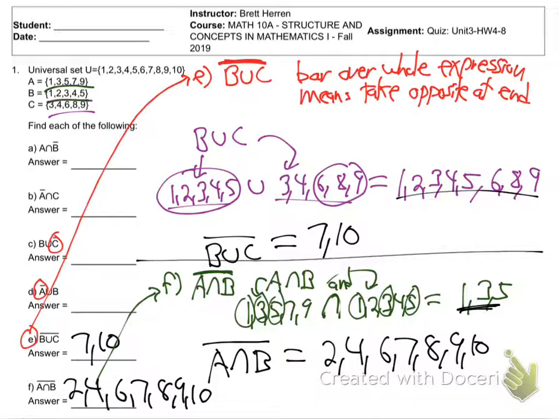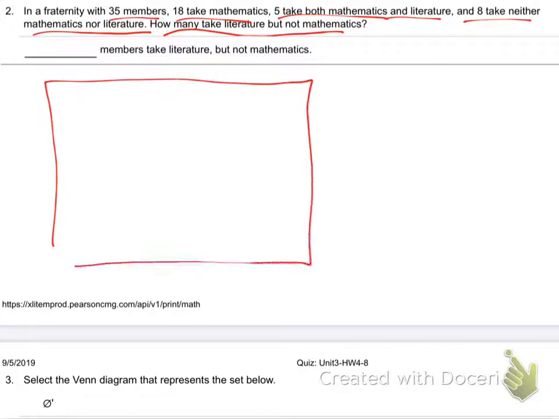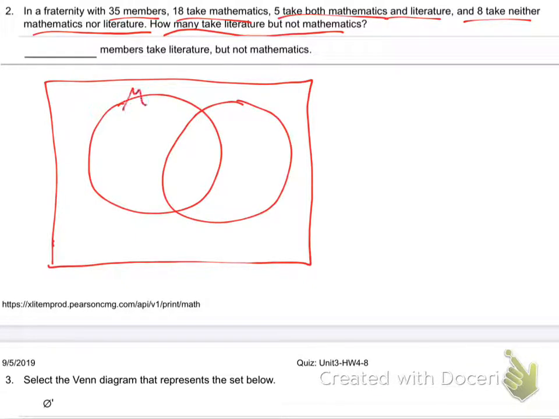Got everything else. Okay, so here we go with number 2. Fraternity, 35 members, 18 take math, 5 take math and literature, 8 take neither math nor literature. How many take literature but not math? Okay, well, the best way to do this would be to draw a Venn diagram. It'll help us. And the two circles are math and literature.